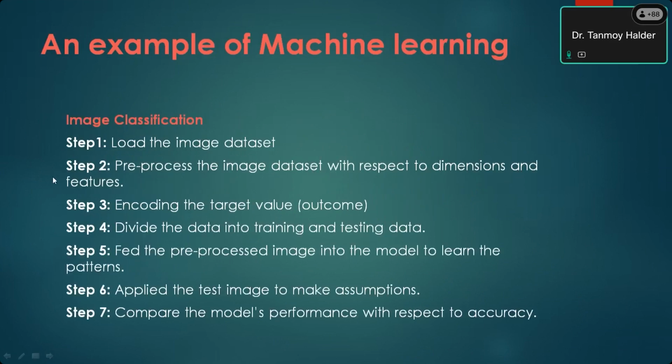Last one, another example. For image classification, first you have to load the image dataset, pre-process the image dataset, encode the target value, and divide the data into training and test. Then feed the pre-processed images into the model, apply the test images and make predictions, and compare the model performance. These are the steps that you need for a basic machine learning process.